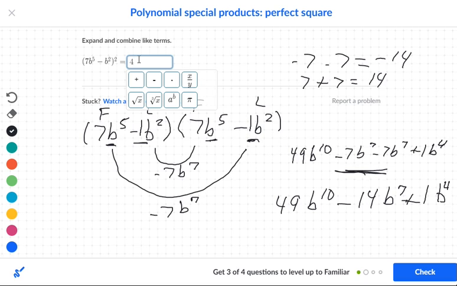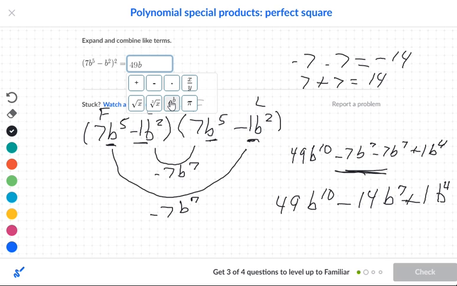So we'll go 49, type in the b, AB key, and then we'll go 10. Press your space bar. We're going to go minus 14, b, press the AB key, 7. Press your space bar, and then we go plus. Now again, like I said, you could write down the 1 or without the 1. Let's say that I include the 1 with the b. Then I press the AB key and put down the 4. But remember, you don't have to put down the 1 if you don't want.